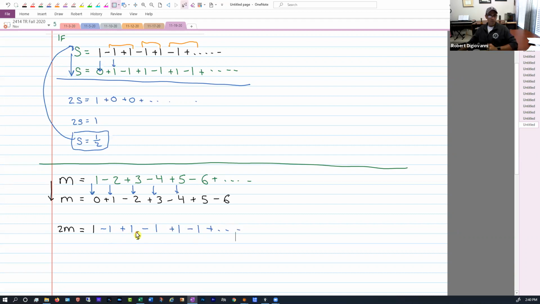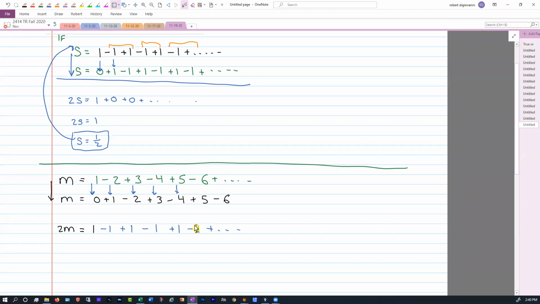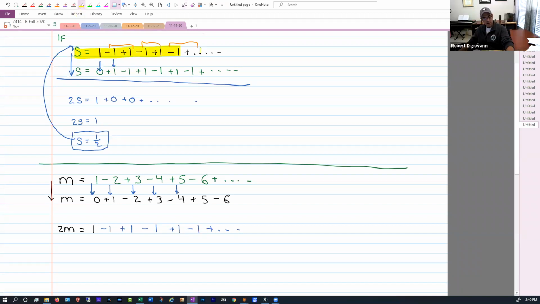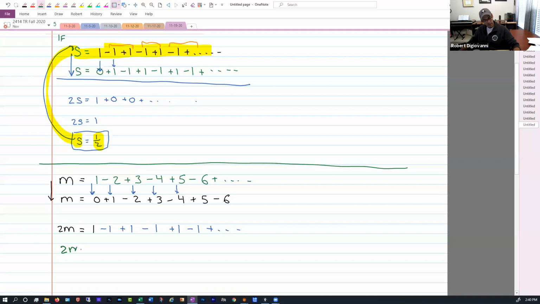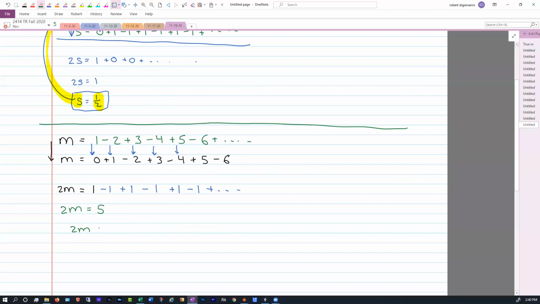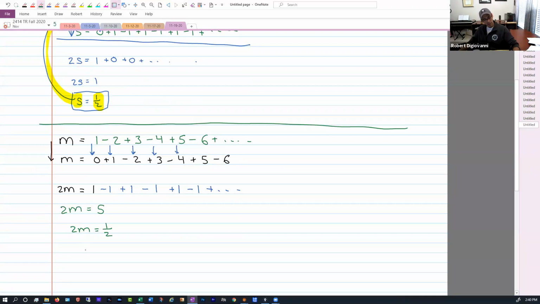What is 1 minus 1 plus 1 minus 1 plus 1? It's just the above series. That's S, right? That's this guy. And what did we say S was? A half, right? So that means that 2M equals S, but that means 2M equals a half. And if I divide both sides by 2, I get M as a fourth. That means that this thing up here adds up to be 1/4.